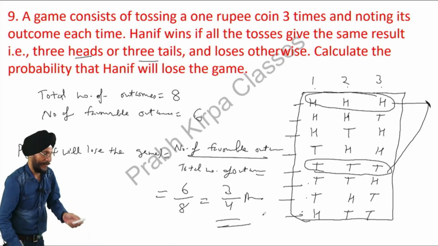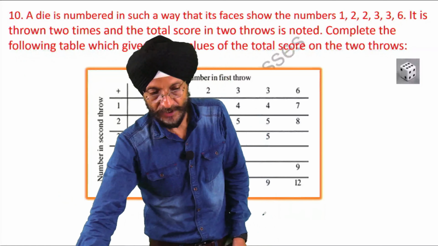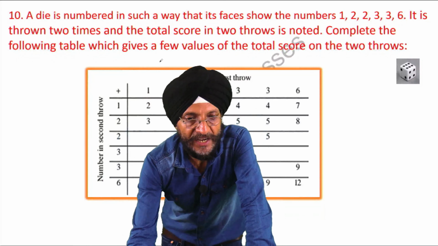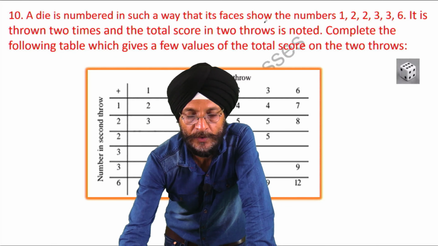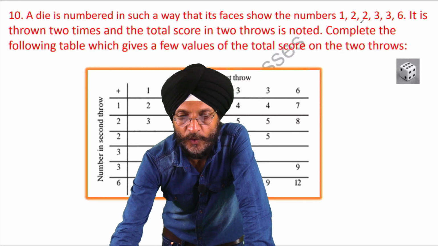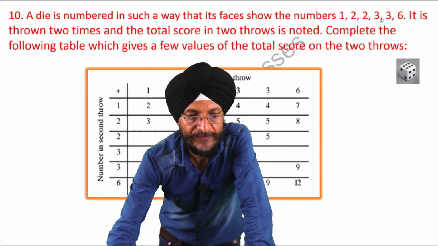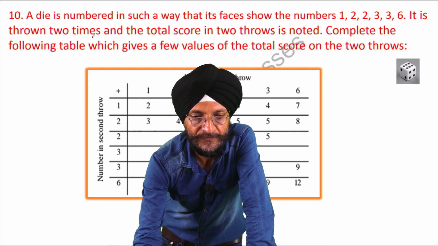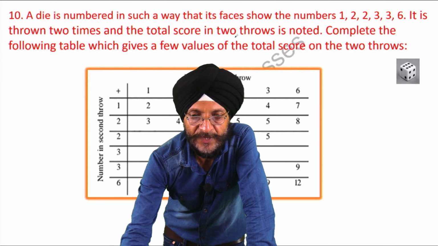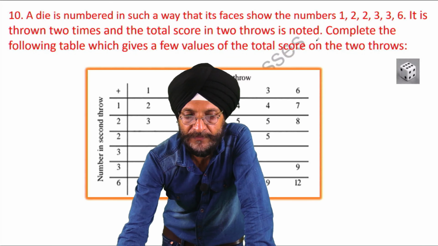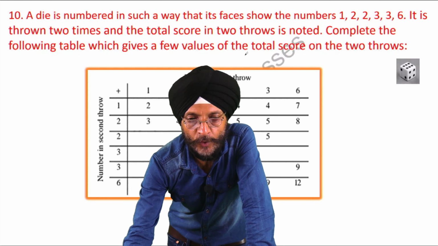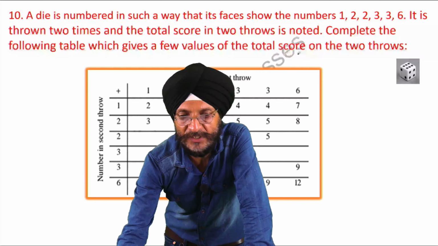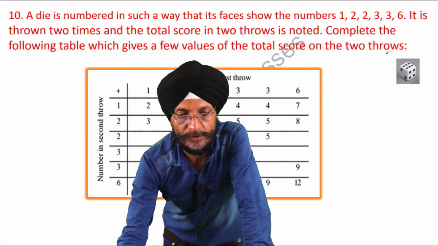This is the probability. Now the question before us is, a die is numbered in such a way that its faces show the numbers 1, 2, 2, 3, 3, 6. It is thrown 2 times and the total score in 2 throws is noted. Complete the following table which gives a few values of the total score on the 2 throws.